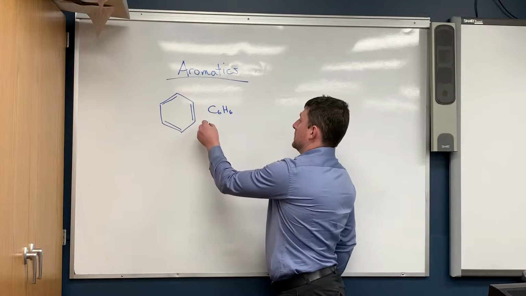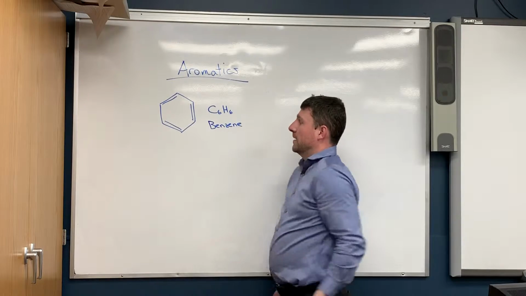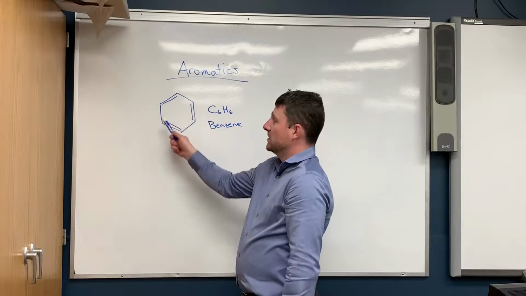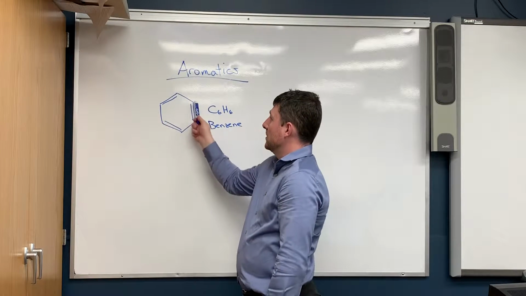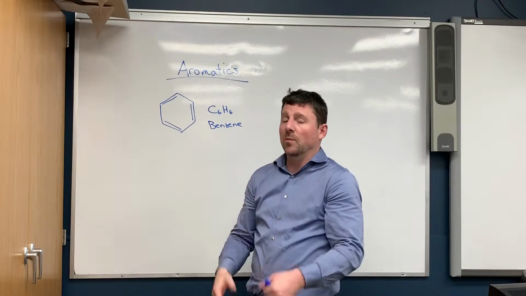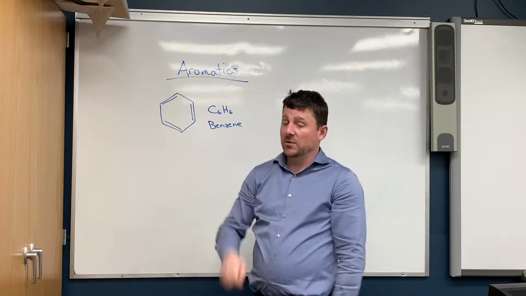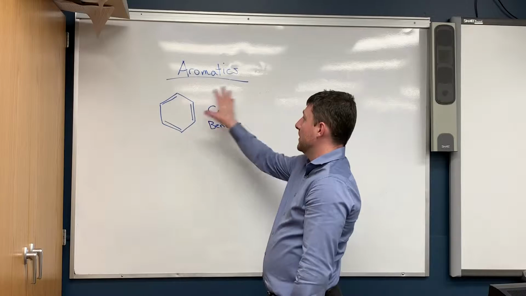So this molecule is called benzene, and it's C6H6. It's a 6-carbon ring, an H on each of the 6 carbons, and 3 double bonds, which completes the 4 bonds for every carbon. And the double bonds are alternating, which is important to the special properties of this.